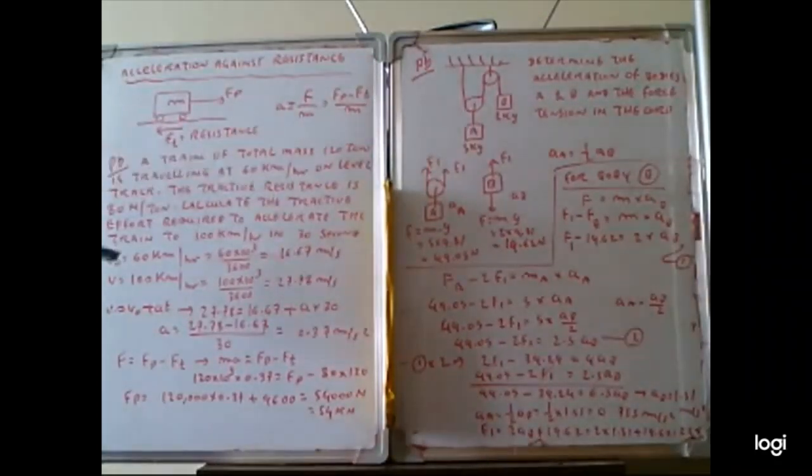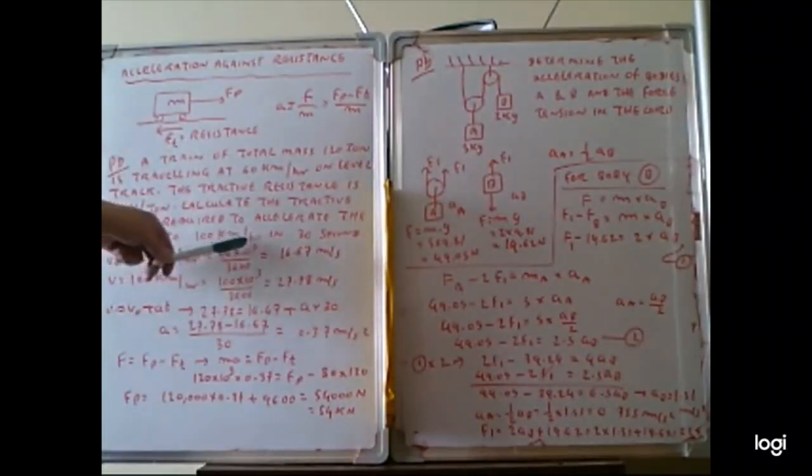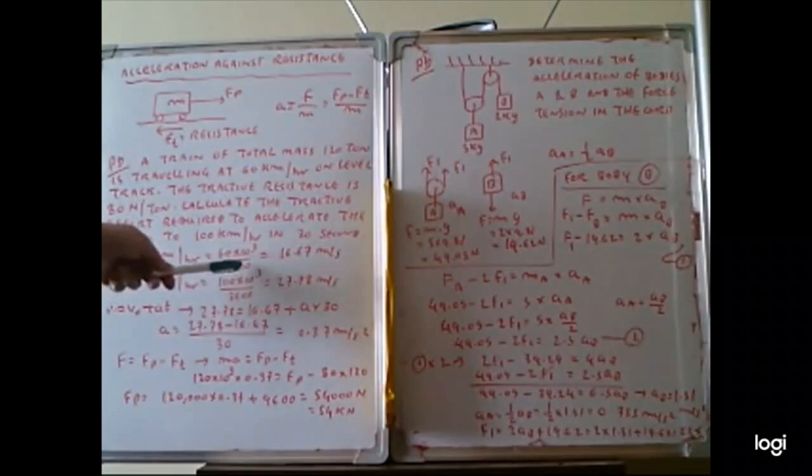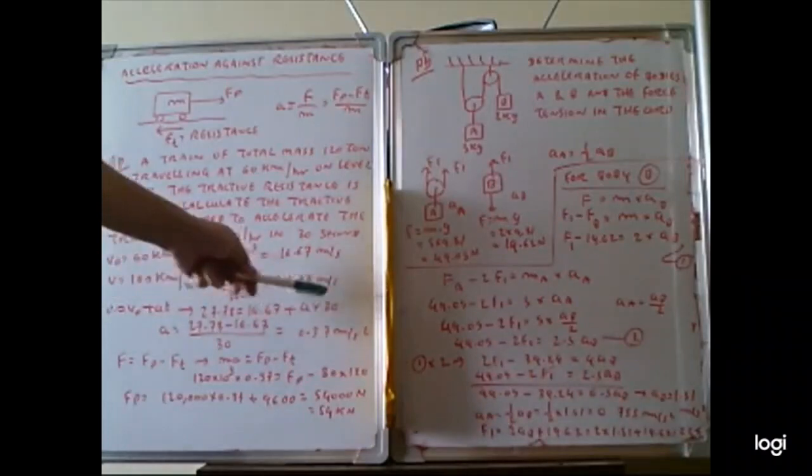A train of total mass 120 ton is traveling at 60 kilometer per hour on a level track. The traction resistance is 80 Newton per ton. Calculate the traction effort required to accelerate the train to 100 km per hour in 30 seconds. So the initial velocity is 60 km per hour, so 60 into 10 power 3 divided by 3,600. So you get 16.67 meter per second. And the final velocity is 100 km per hour, so 100 multiplied by 10 power 3 divided by 3,600, so 27.78 meter per second.